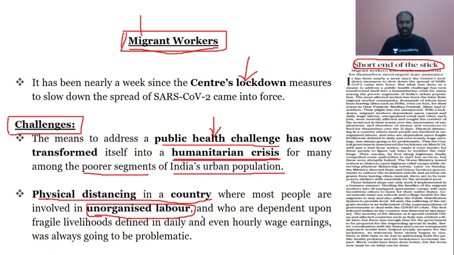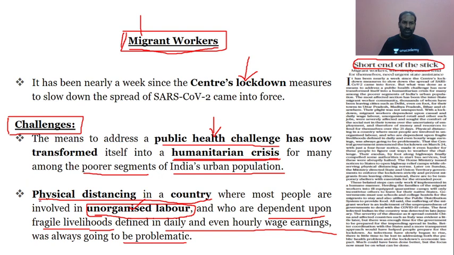And this is the main reason. Those who are dependent upon fragile livelihood, the people in unorganized labor, are dependent on fragile livelihood. That means they are dependent on any kind of work they are supposed to do, and their livelihood is defined as daily and even hourly wage earning. So these are the ones who are badly hit, because they will be paid only when they work. In the unorganized sectors, whenever you have work you are employed, and later on you are not, and this is the biggest problem. Because of these unorganized sectors, the informal sector labor working in them were badly hit, because the idea of social distancing was lost.